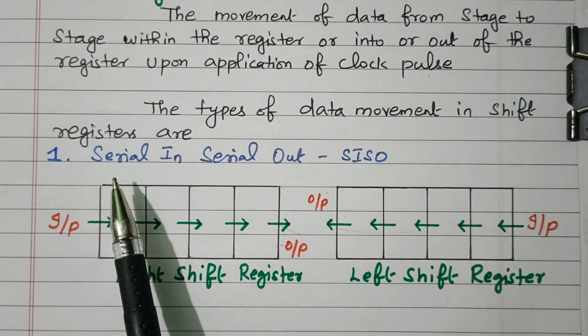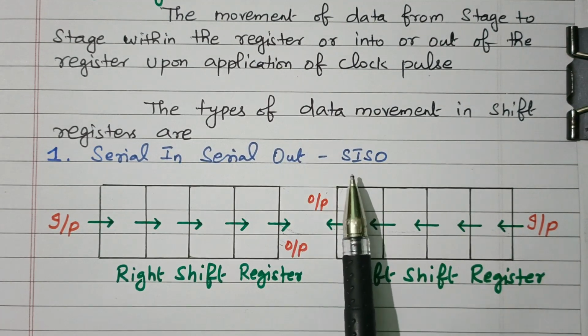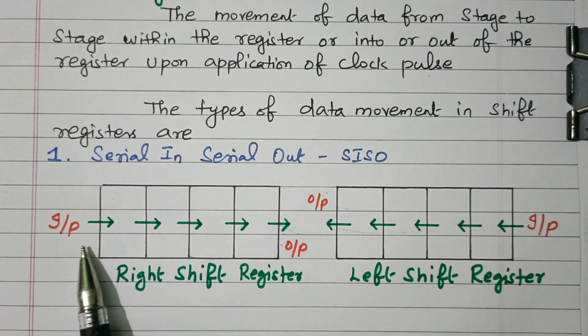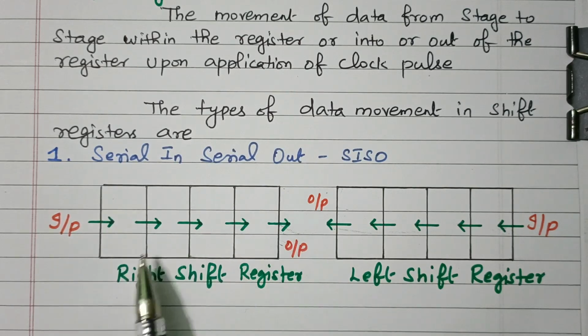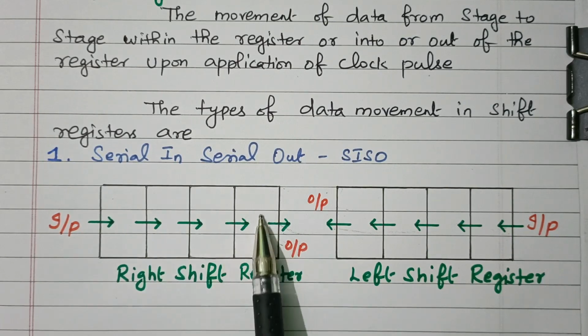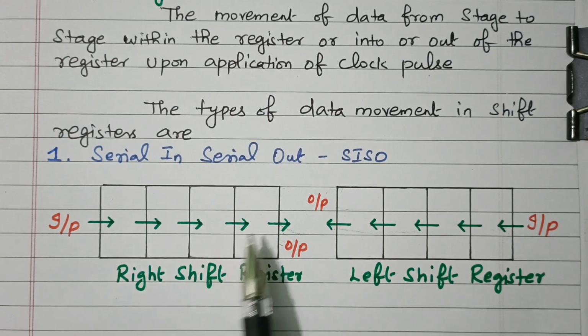The first type is serial in, serial out, SISO. Data is entered serially and taken out serially. See this input data. This box refers to the register. This is register 1, 2, 3, 4. These are nothing but flip-flops. This is a 4-bit register.